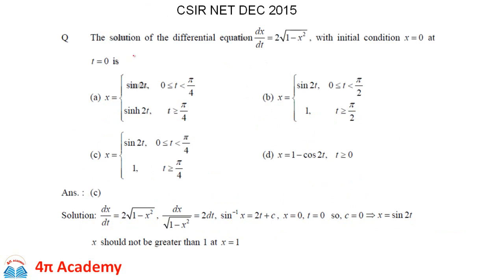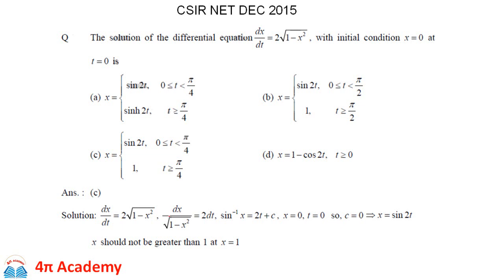Then the next question, asked in CSIR NET December 2015 examination, is: the solution of the differential equation dx by dt is equal to 2 times root of 1 minus x square, with the initial condition that x is equal to 0 at t is equal to 0, and here you have the options. So let us solve this. Now dx by dt is equal to 2 times root of 1 minus x square. Again we separate the variables. So we take 2 times square root of 1 minus x square on the left hand side and dt on the right hand side.